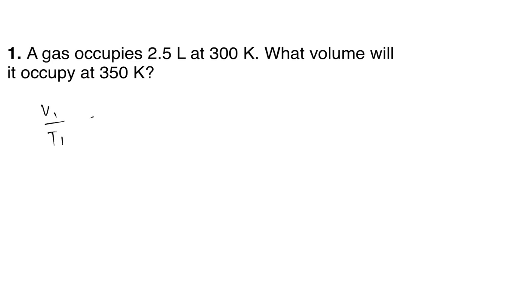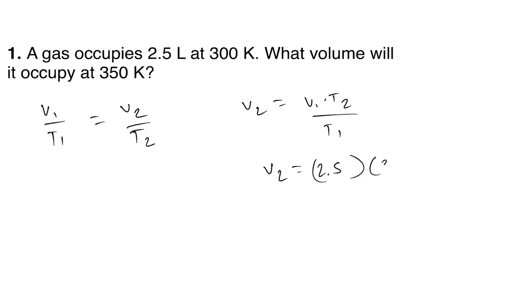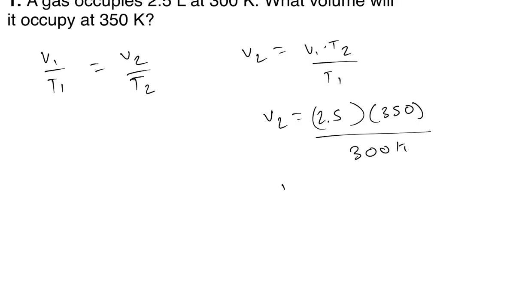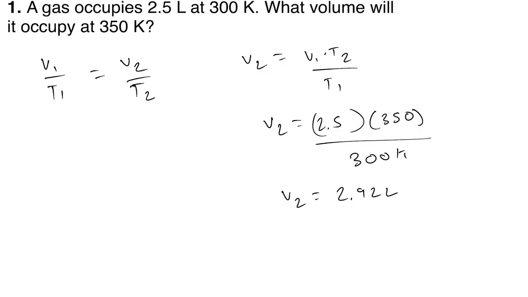V1 over T1 is equal to V2 over T2. And we're looking for the volume it will occupy at 350 Kelvin. So we're looking for the final volume, which is V2. So V2 is equal to V1 times T2 over T1. And when we substitute our values in, V1 is 2.5, T2 is 350 Kelvin, and then T1 is 300 Kelvin. And when we plug this into a calculator, our final V2 value is going to be equal to 2.92 liters.